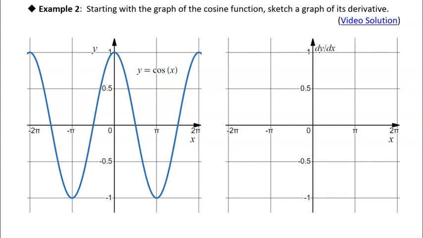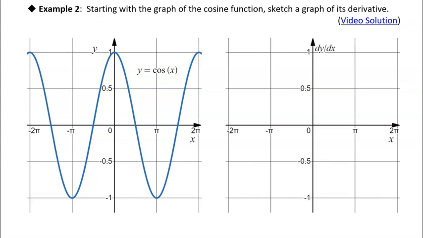All right, in example 2, we're just going to do the same thing we did in example 1, only we're going to do it for cosine of x. So we're going to use the graph of cosine of x to sketch a graph of the derivative. We're going to find the derivative just graphically.